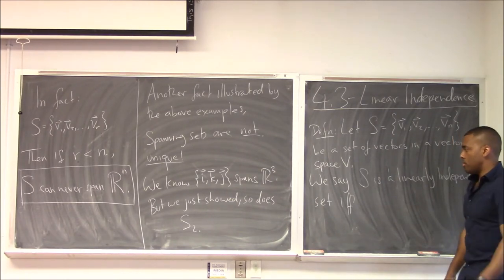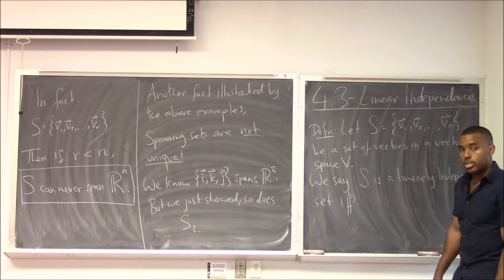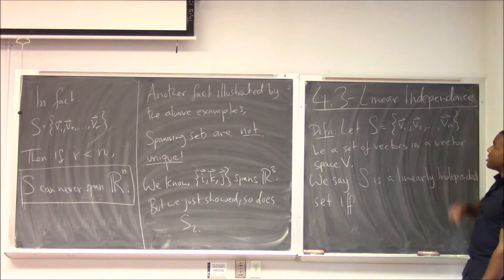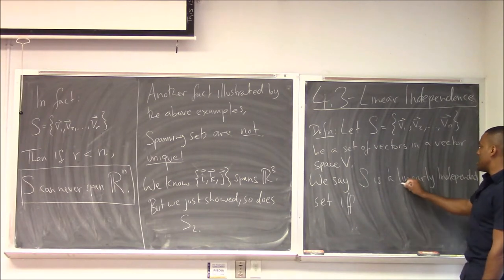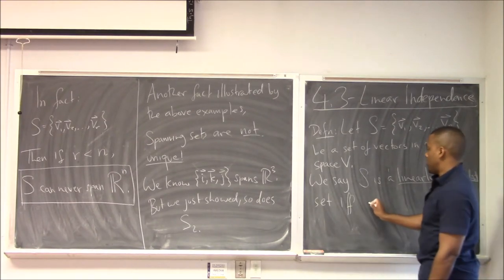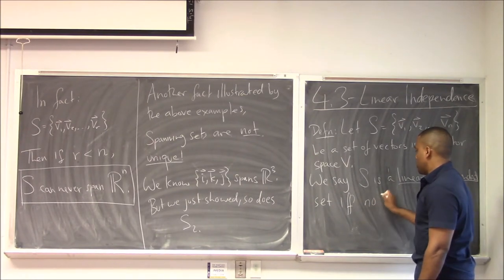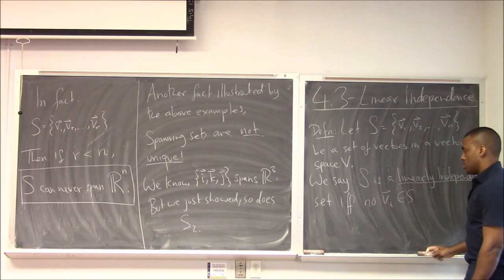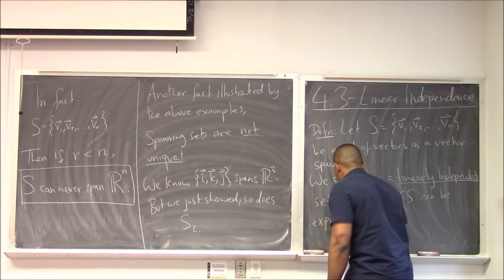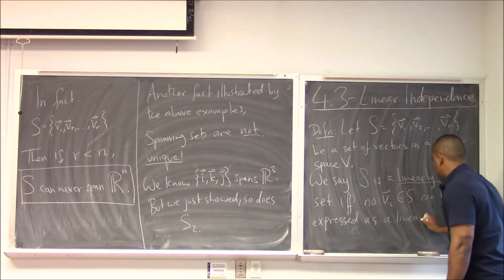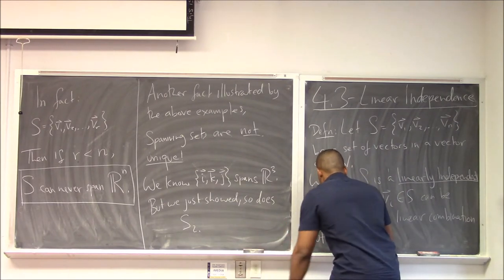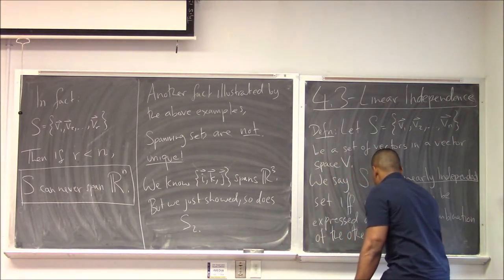Okay, but let's go with Marino's definition first, and I'll actually show that your definition is equivalent to that. We're going to actually prove that. So how do you express it now? I tell you this is a set of vectors. How do I know they're linearly independent? If no Vi in S can be expressed as a linear combination of the other vectors in S.